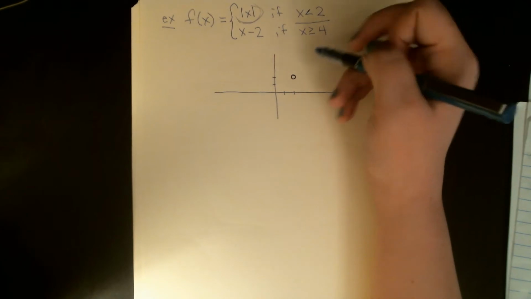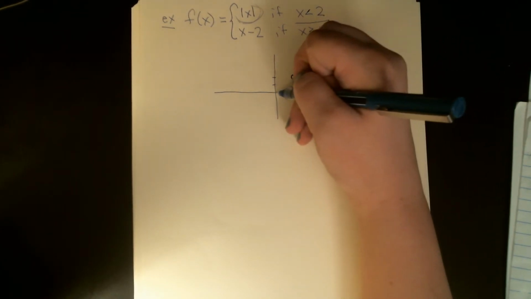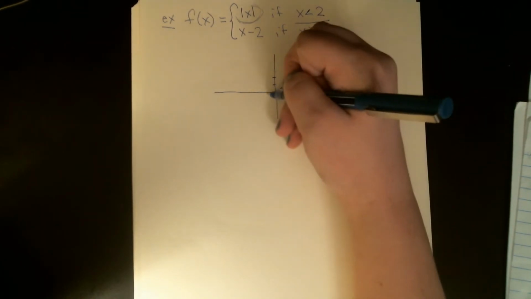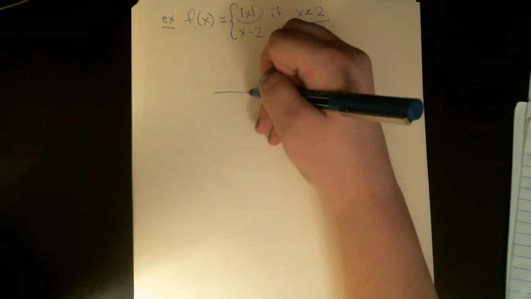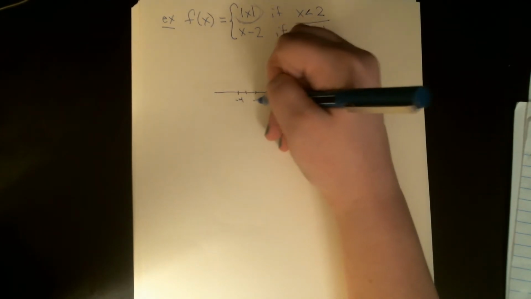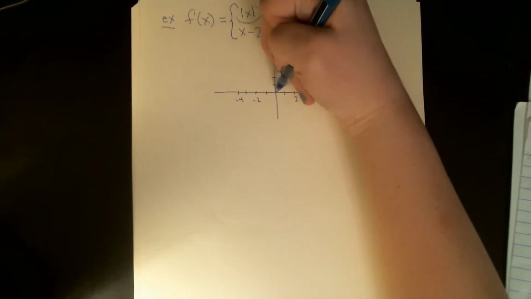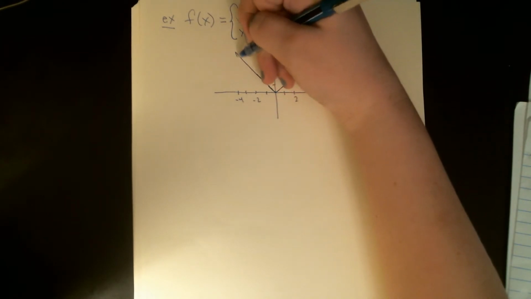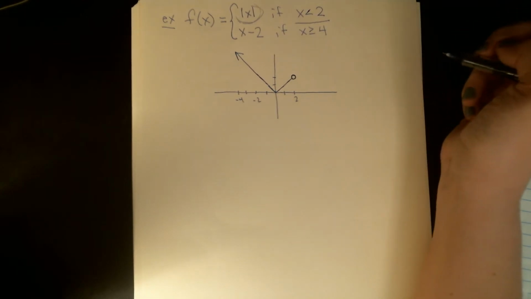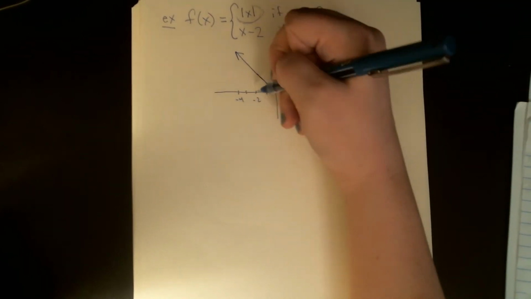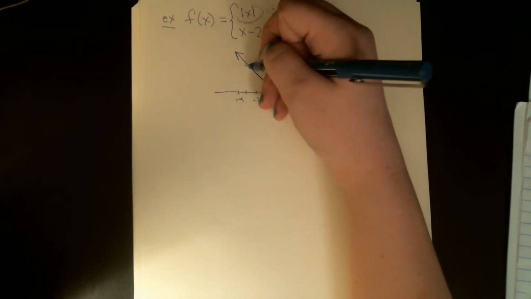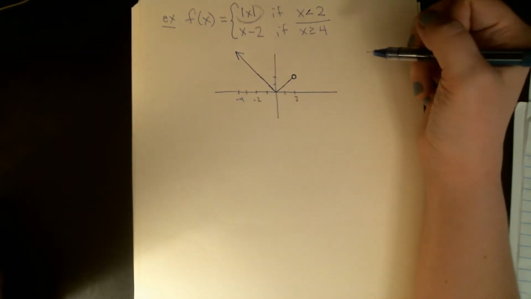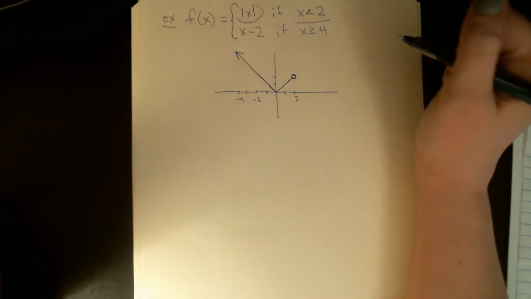Again, x is less than 2, so I want to keep all of the v that's to the left of my open circle. That's just going to head off forever. So this will hit (-2, 2), (-3, 3), (-4, 4), and so on. This is just the first part of my function.